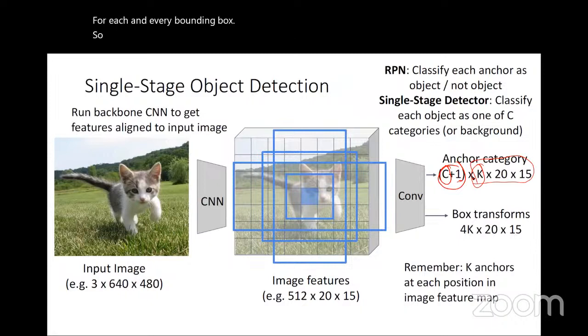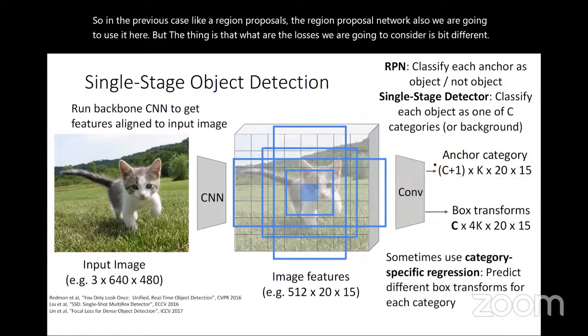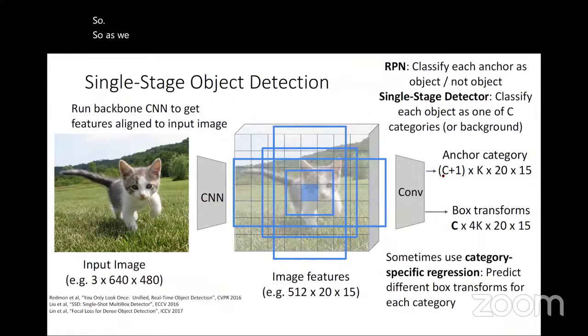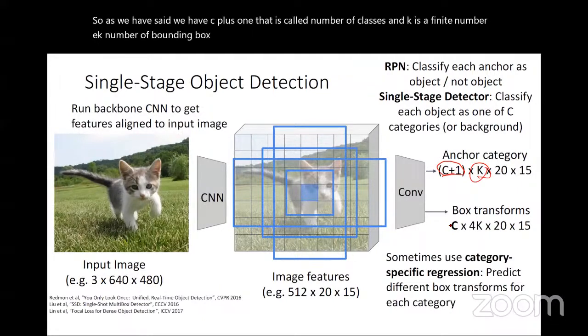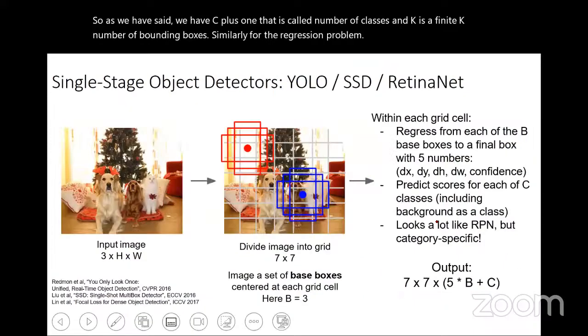So in the previous case, like the region proposals, the region proposal network we are going to use here also. But the losses we are going to consider are a bit different. As we have said, we have C plus 1 classes, and K is a finite number of bounding boxes. Similarly for the regression problem. How can we achieve this?